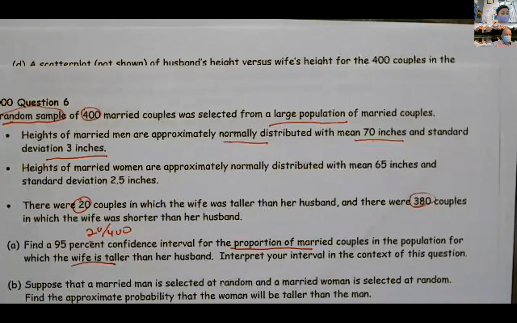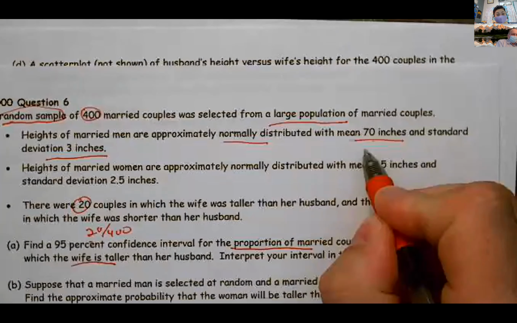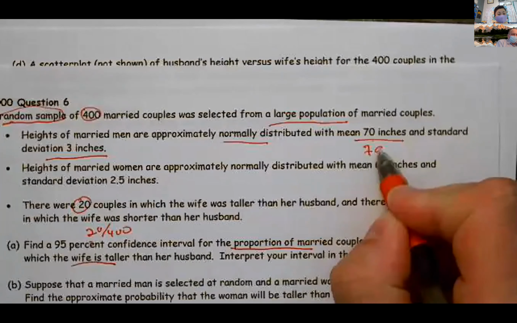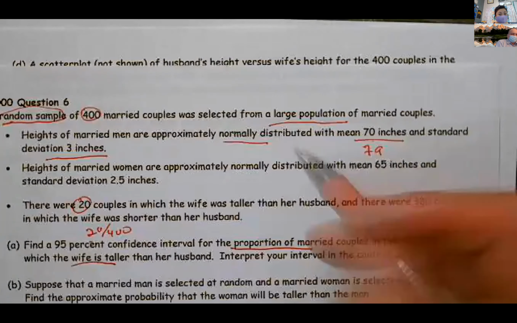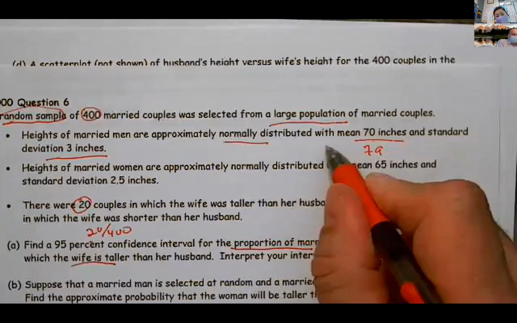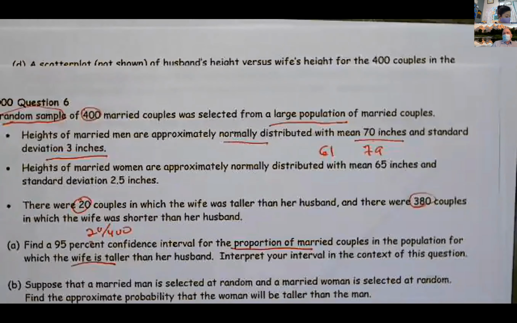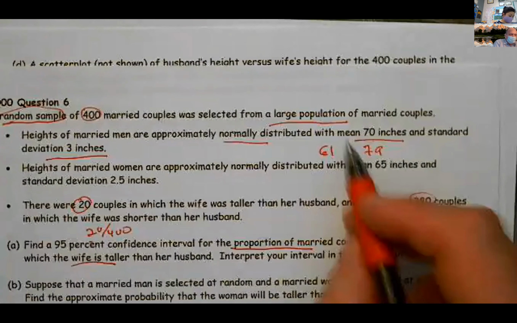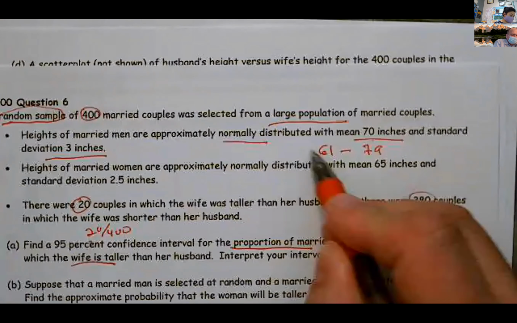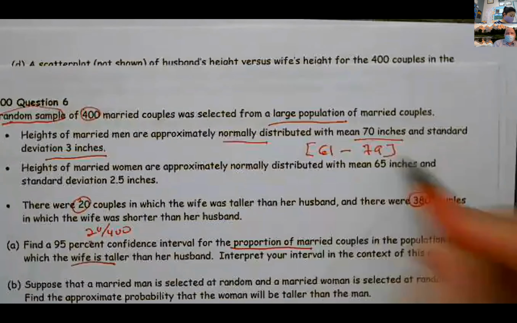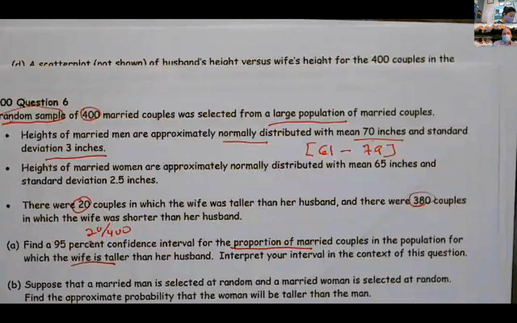I can use the empirical rule. Plus 3 standard deviations means up, 70 to 79. Down 3 standard deviations is 61. And I know that 99%, or 99.7%, of the men lie in the interval 61 to 79 inches. I'm not sure if that's going to help me out, but that's what I was thinking. I was like, I'm going to sketch that here on my graph in a second.